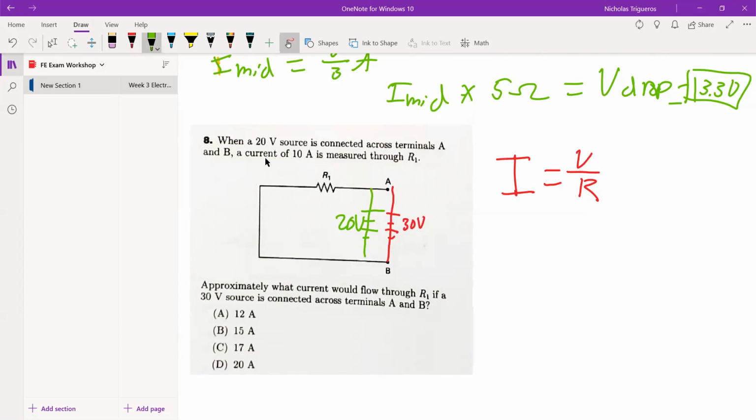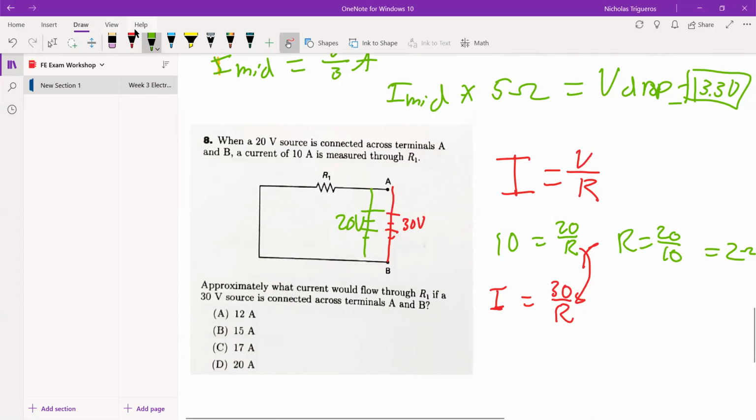When a 20-volt source is connected, the current of 10 amps is measured through R1. So we know that 10 equals 20 over R for the first case. And for the second one, we have I equals 30 over R. So if we get this R and this R, they should be the same. So this R, what do we do? 20 over 10. So green R is going to be 20 over 10, which is 2 ohm.